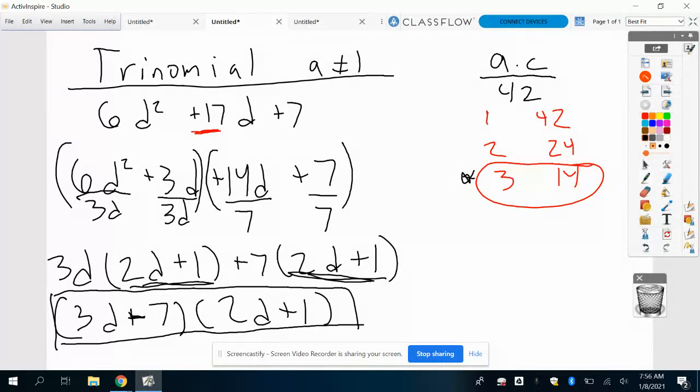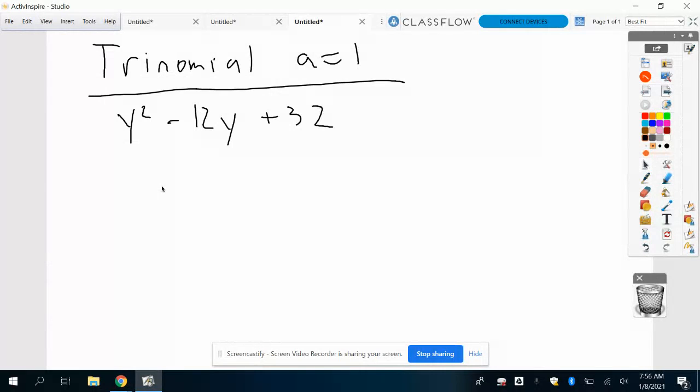Now we're going to refresh what to do when we're factoring a trinomial when a is 1, something like y squared minus 12y plus 32. Remember, when a is 1, you can use the shortcut where you just need to find the factors of 32 that add up to your negative 12. We have a positive 32, but we need the negative 12. So our factors are both going to have to be negative, because a negative times a negative is a positive, and a negative plus a negative is a negative.